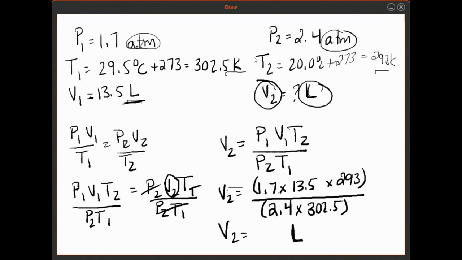So in our calculator, let me clear my calculator, we're going to put 1.7 times 13.5 times 293 equals, divided by, in parentheses, 2.4 times 302.5, and parenthesis equals, and we get 9.26 liters, so we'll go with 9.3 liters as our new volume.